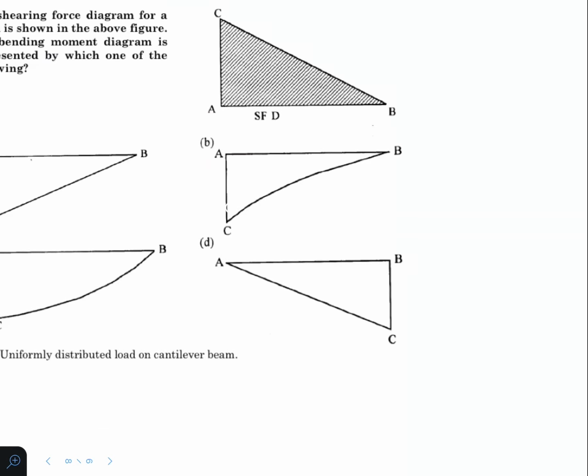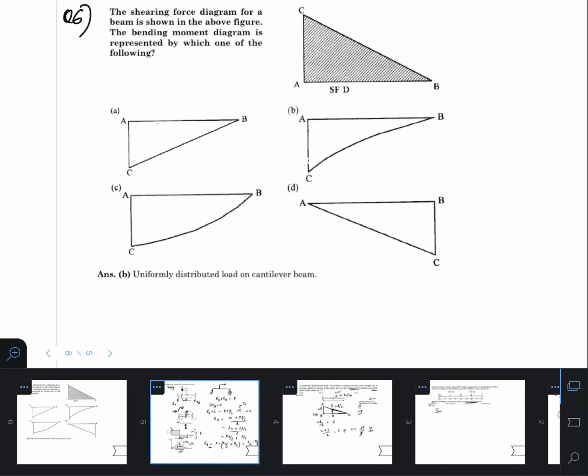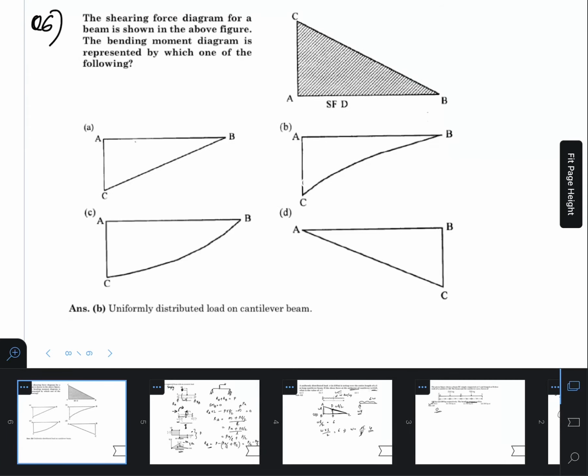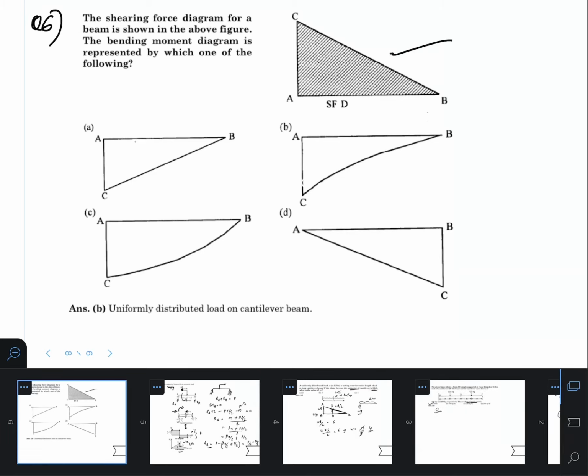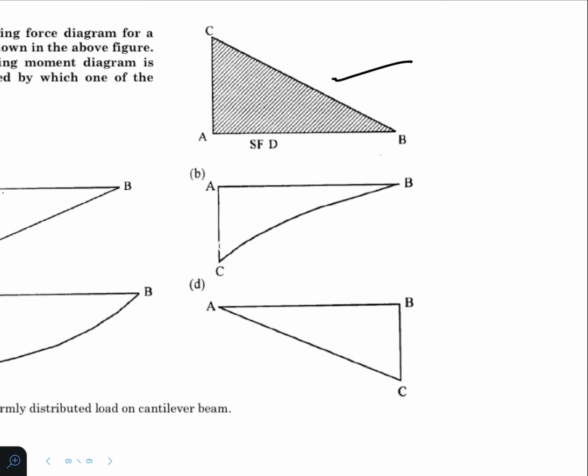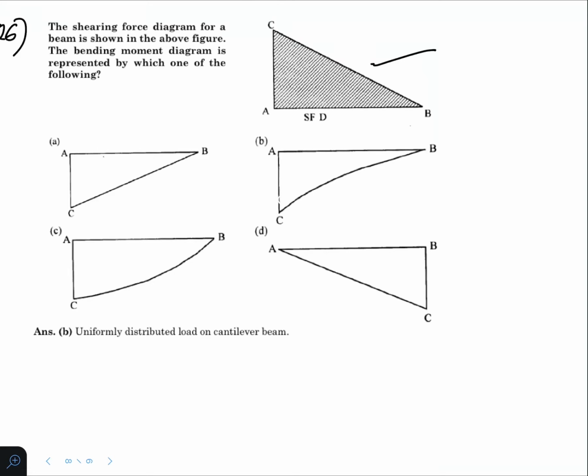Now the next one. This is our question. The shear force diagram for a beam is shown in the above figure. The beam is not shown, the shear force diagram is shown like this. The bending moment diagram is represented by which one of the following? See, we have been given options A, B, C and D. From this we have to find the bending moment diagram for the beam having this shear force diagram.